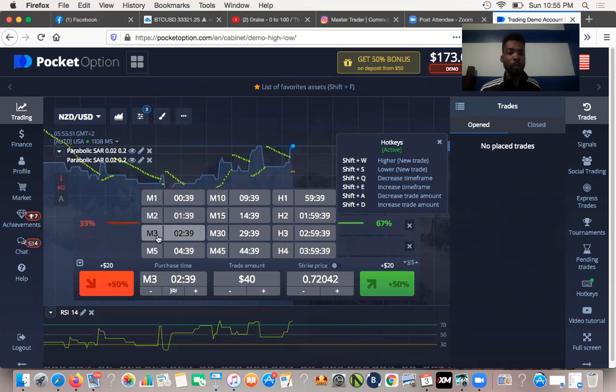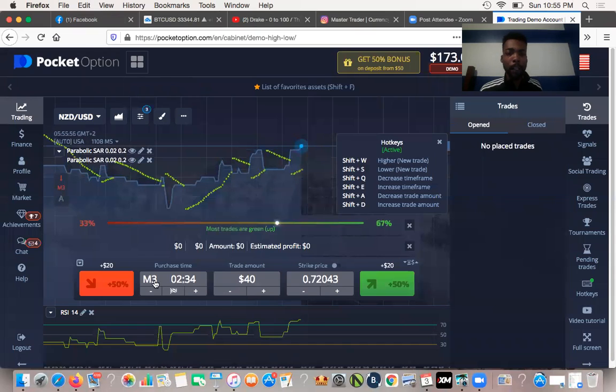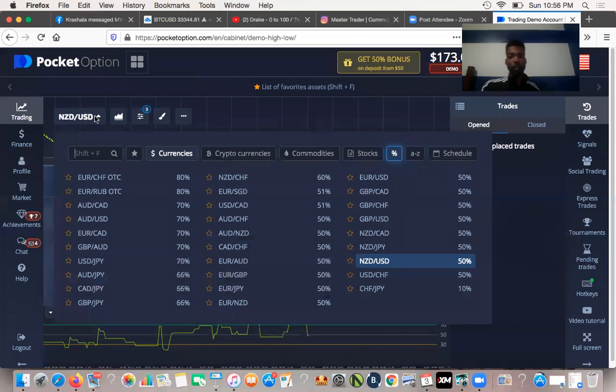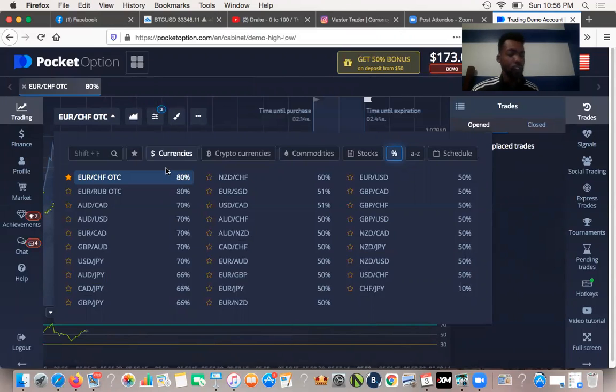All right, so I'm gonna do a 3 minute, and I'm gonna choose a pair. How you choose a pair is you go up here to the symbol, and your pair should pop up right here. And usually they say don't trade anything less than 80%. But how I actually trade options is through currency strengths, right? So I look at a currency strength and determine whether I need to get into a put or a call. They're called puts and calls on here.